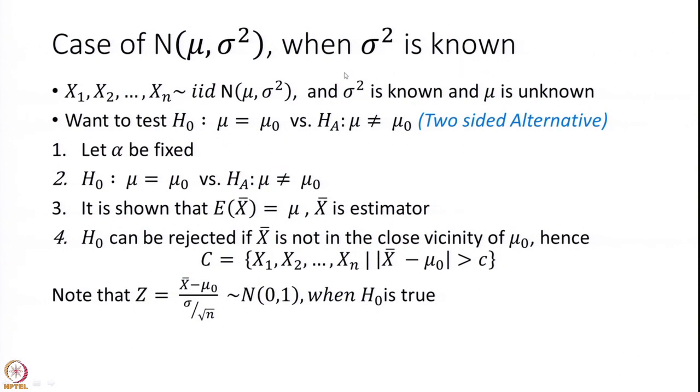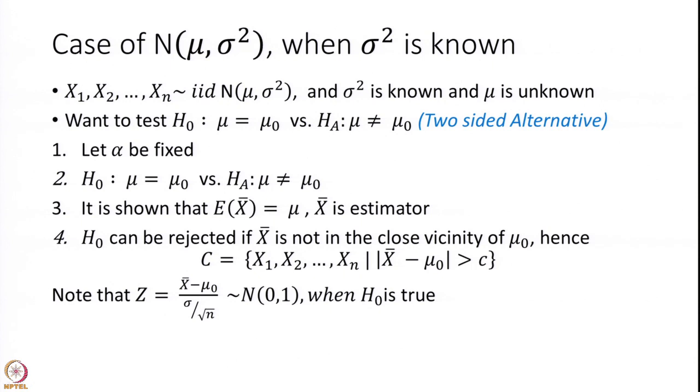As I said, we are going to take a model case of a normal distribution with mean mu and variance sigma square, and here we are going to assume that sigma square is known. So we have data which is a random sample, independent and identically distributed normal(mu, sigma square), x1, x2, x3, ..., xn, where sigma square is known but mu is unknown. And we want to test the hypothesis that mu is a prefixed, pre-decided or known value mu 0 versus a two-sided alternative which says that mu is not equal to mu naught.